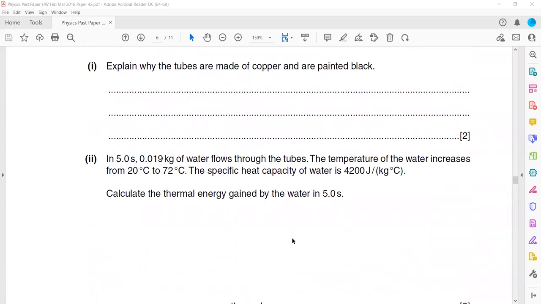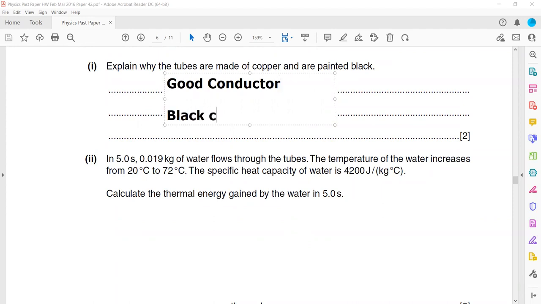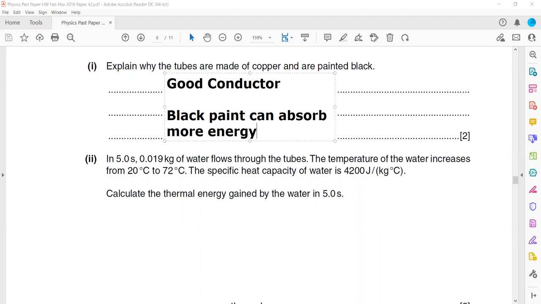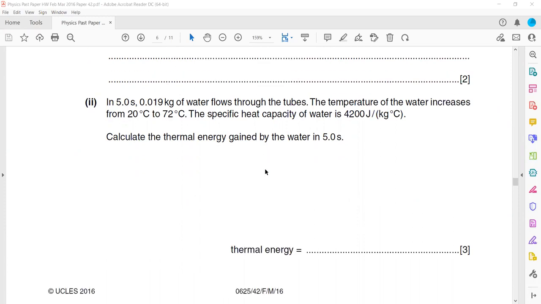Explain why the tubes are made of copper and painted black. What is the reason? Copper is a metal and it is a good conductor of heat, and why is it painted black? Because dull and black surfaces or black paint can absorb more energy. Dull and dark surfaces are good absorbers, so they can absorb a greater amount of energy. That's why it is painted black. If you don't want it to absorb energy, then it should be shiny.